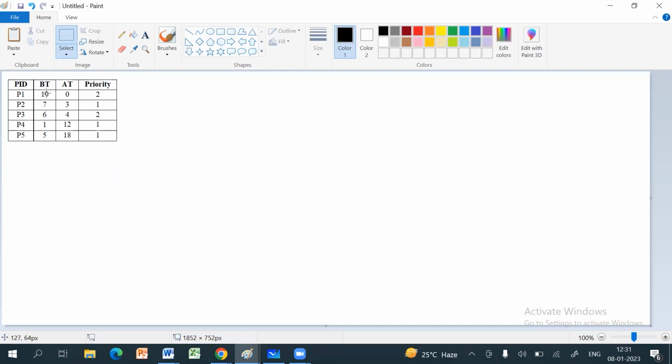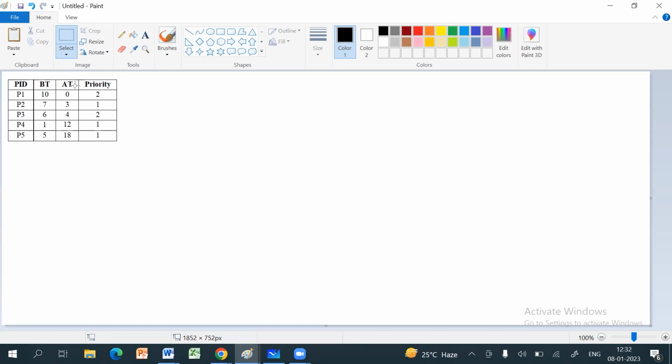Each of these 5 processes has burst times 10, 7, 6, 1, 5, and the arrival times are also mentioned here, as you are able to see, 0, 3, 4, 12, 18, and also the priorities 2, 1, 2, 1, 1. Now coming to the priorities, we will take a smaller number as a higher priority here. I repeat again, a smaller number indicates higher priority. So if we compare P1 and P2, P2 has 1, so P2 has a higher priority compared to P1. Anyway, we'll be discussing that when we come to the priority technique.